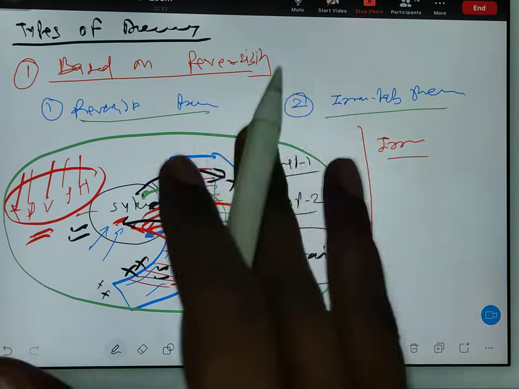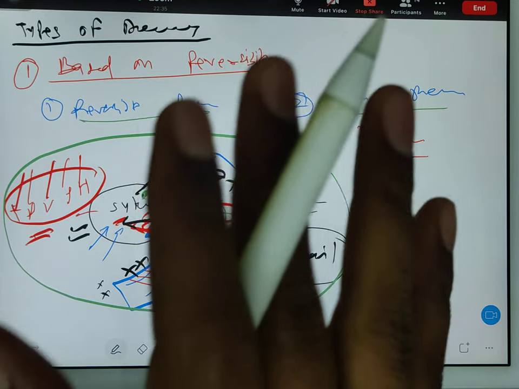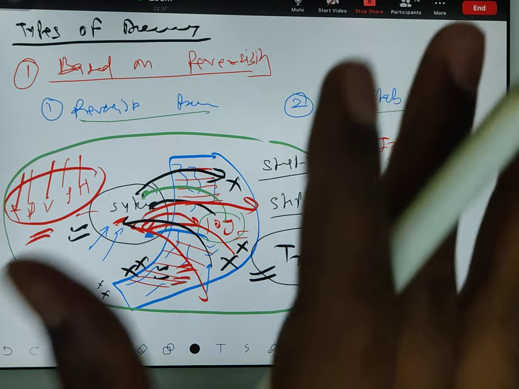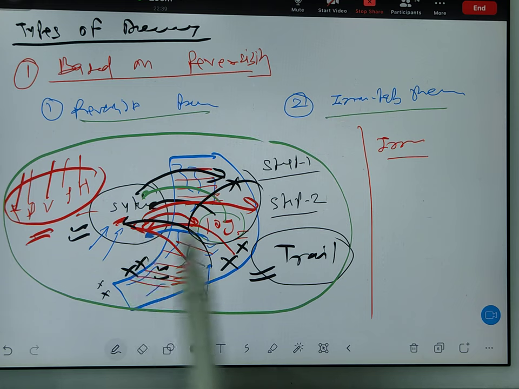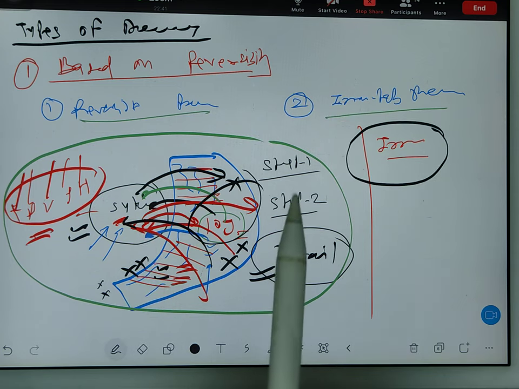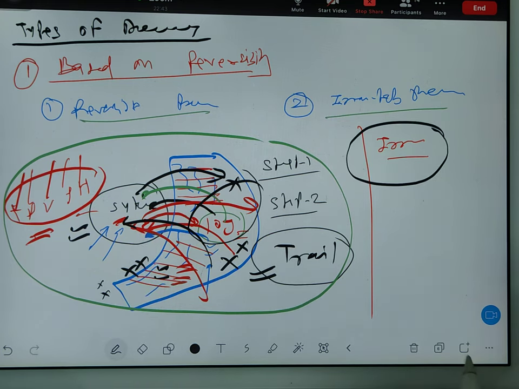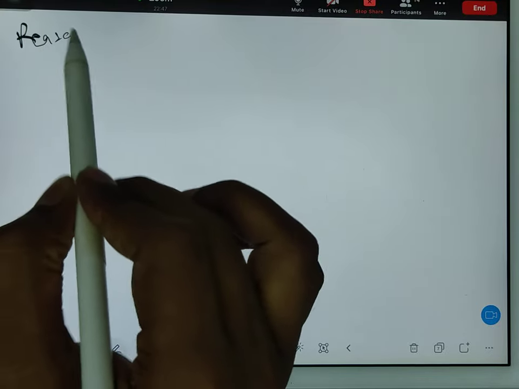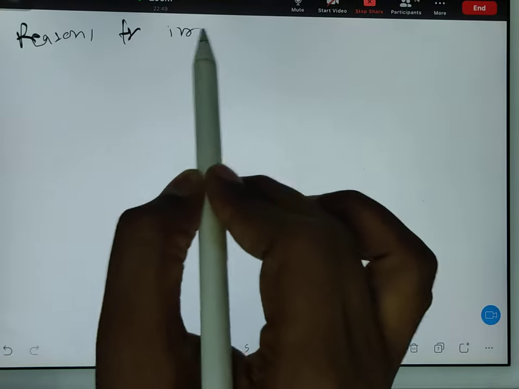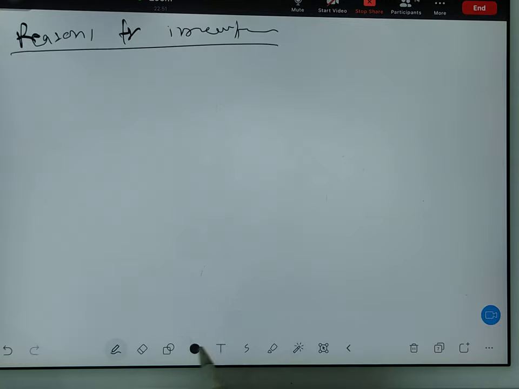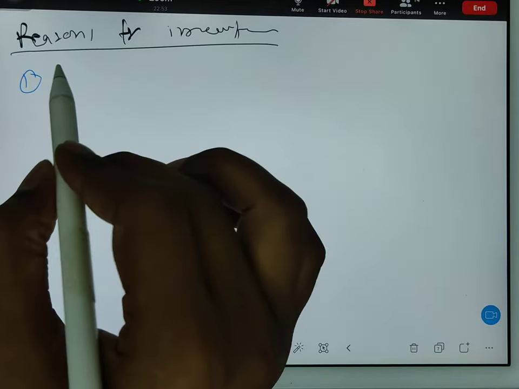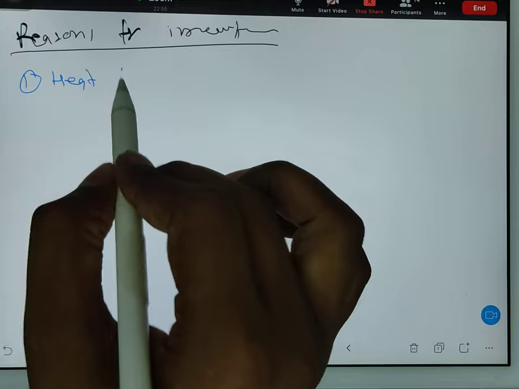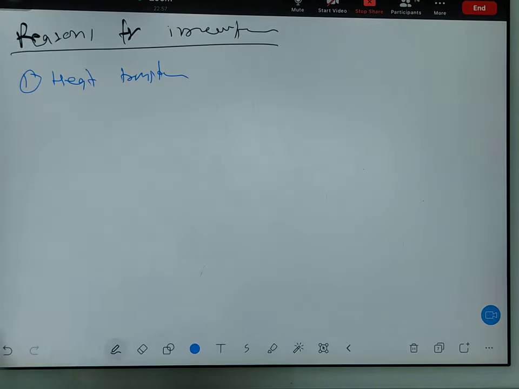So they have done some research. What are the main causes of irreversibility? Why is there irreversibility? We are going to discuss the causes. So changing the page, take down the reasons for irreversibility. In that, take down your first reason: heat transfer itself. Now why?